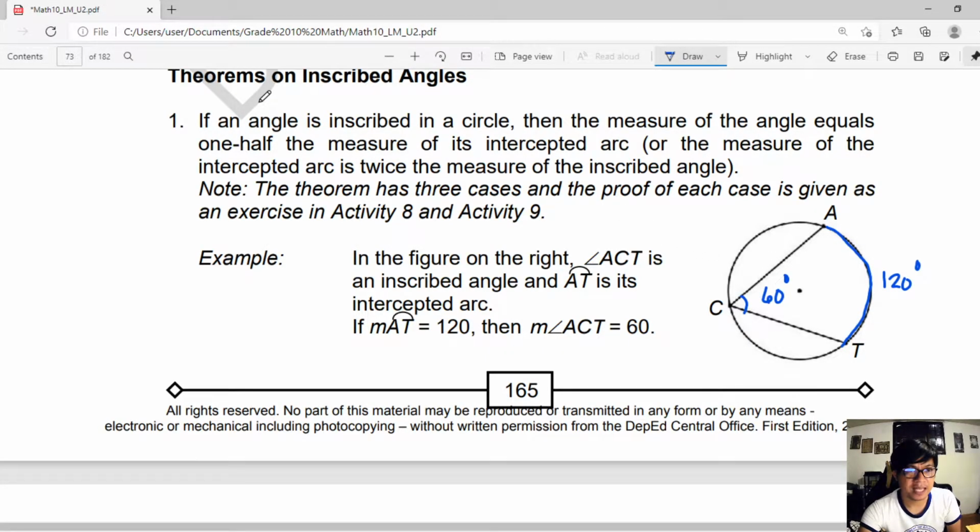So ito yung sinasabi sa ating theorem number 1, that the measure of the intercepted arc is twice the measure of the inscribed angle, or yung measure ng inscribed angle is 1/2 lang ng measure ng intercepted arc. Nakuha niyo yung relationship ng dalawa. Pag ang measure ng inscribed angle is 1/2 lang siya ng measure ng intercepted arc, or ang measure ng intercepted arc is twice or 2 times the measure of the inscribed angle. So, yun yung relationship ng dalawa.